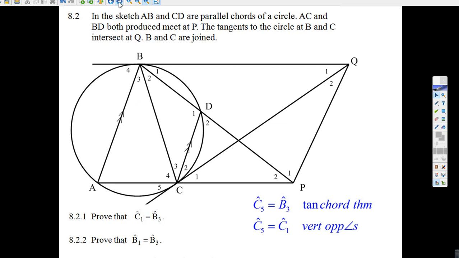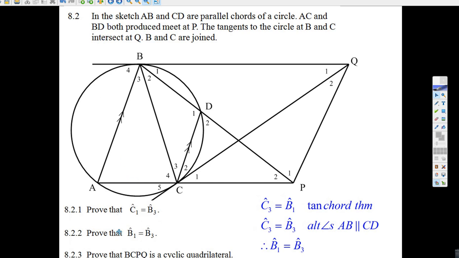Okay, that's that one. The next one: prove that B1 equals B3. Well, we've got that C3 equals B3 because they're alternate angles. But hey, C3 here is equal to B1 up here because that's a tangent, so it's the tan chord theorem. Well, if C3 equals B1 and C3 equals B3, therefore B1 must be equal to B3 because they both equal C3. And there's that one.